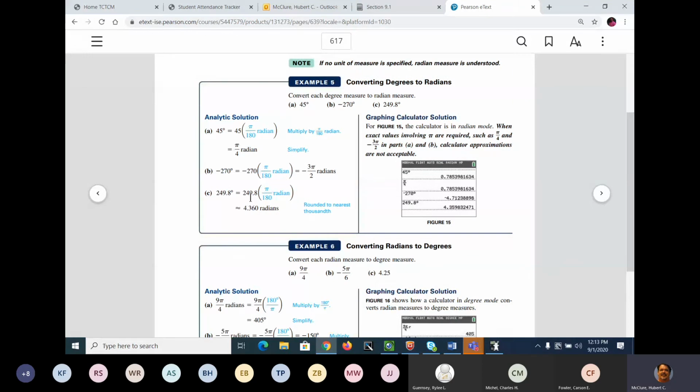And you can learn how to do it in the calculator. They show you how to do it. I'm not really concerned because most people, when you show them that relationship, they just know how to change it.